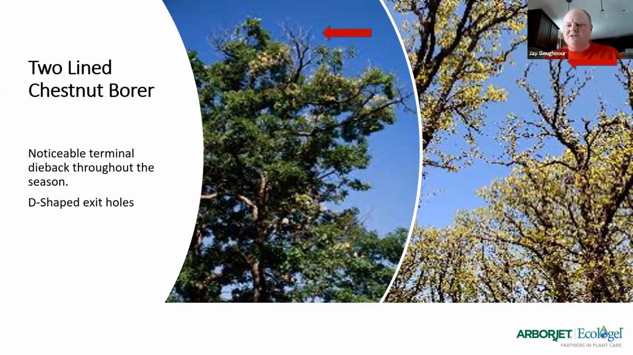You will find some D-shaped exit holes really almost anywhere on the tree. I've seen these D-shaped exit holes even on the trunk of a pretty well infested tree. So like I said, they're very similar to emerald ash borer. It's kind of the same family, but not near as devastating as emerald ash borer.